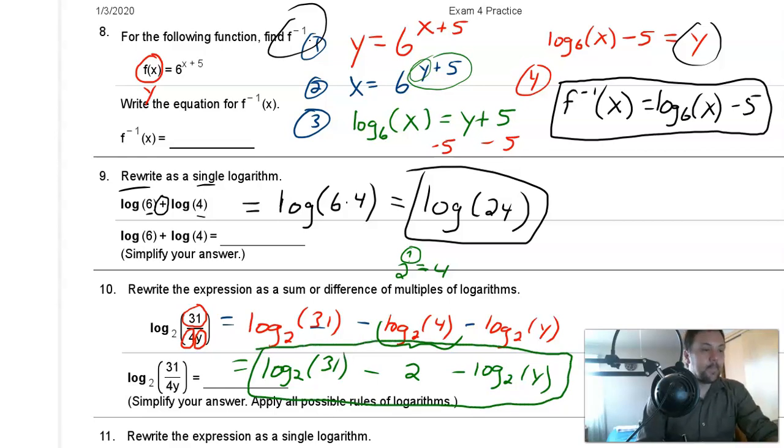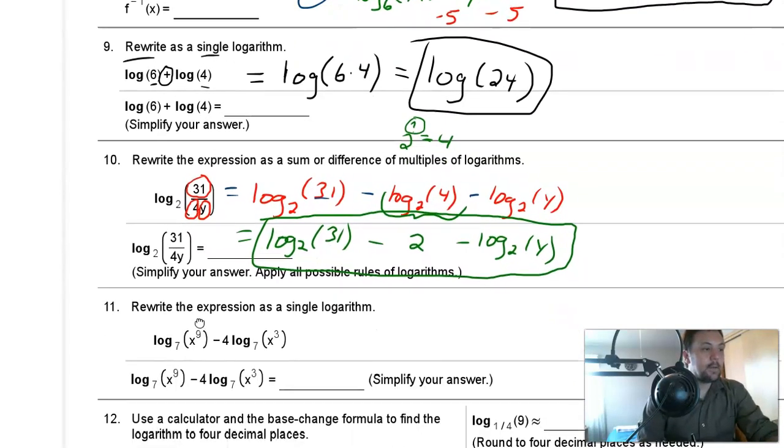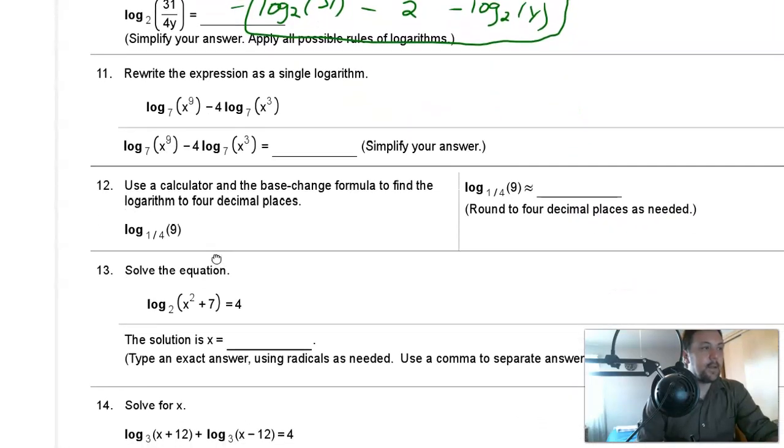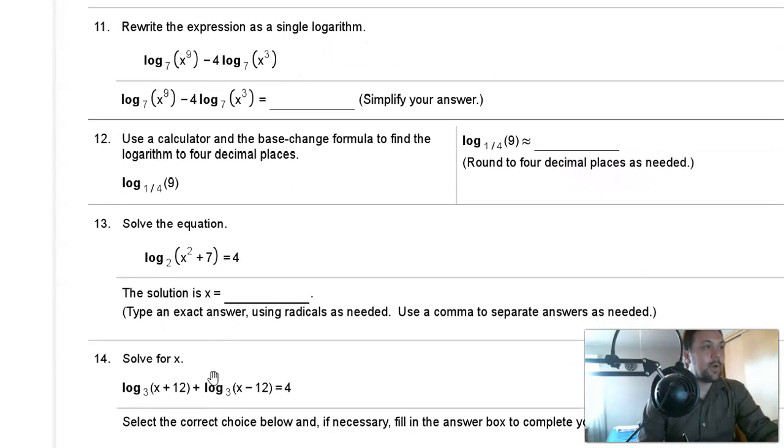All right, let me scroll down. All right, so number 11, rewrite the expression as a single logarithm. So in this case, we want to recombine them back together like we did on question number 9. This one's a little more complicated, right? We have a number outside the logarithm as well, but the shortcut here that I like to use is we're going to write this as one logarithm. So I'll just start by writing that one logarithm first.